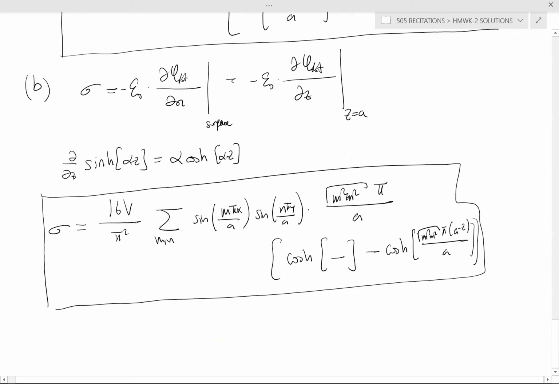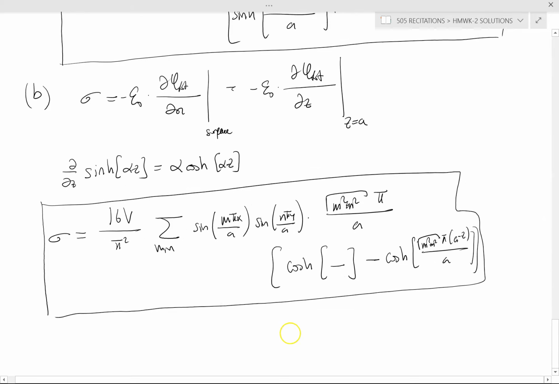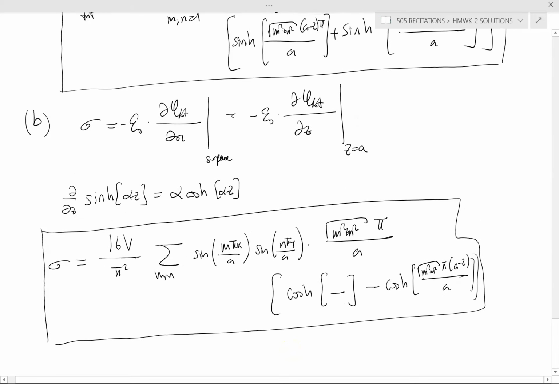What is the sign here? Is it plus or minus? You see, this is V, right? I would like to know it for the upper side.